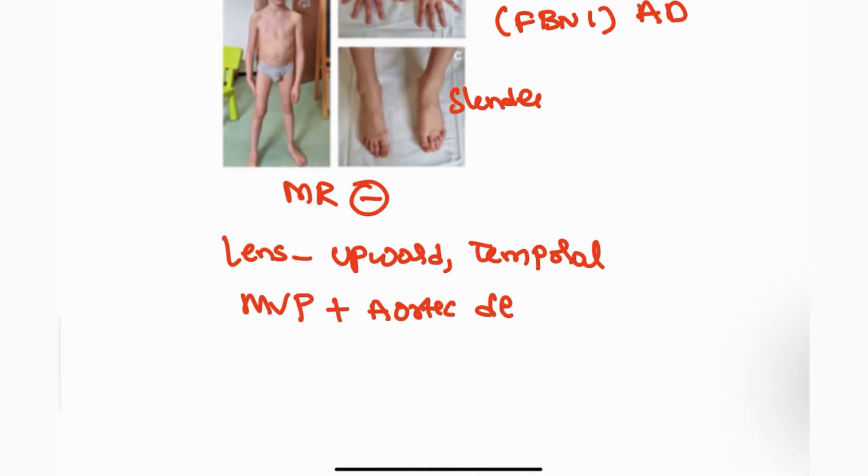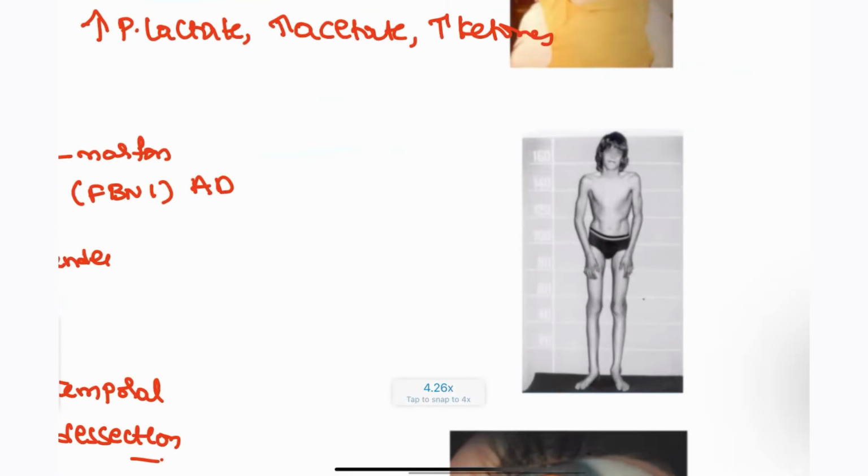Aortic dissection. Premature death is most likely due to aortic dissection only. And next, here is another picture. This is known as homocystinuria. Homocystinuria condition is autosomal recessive.